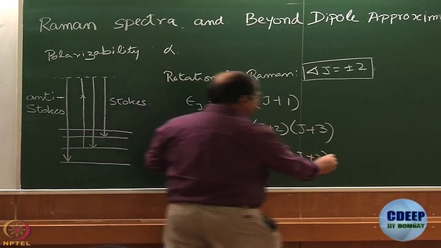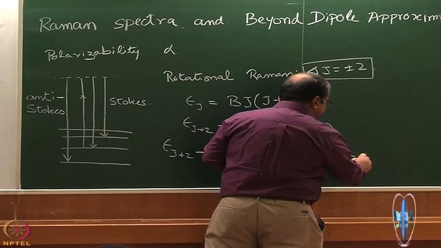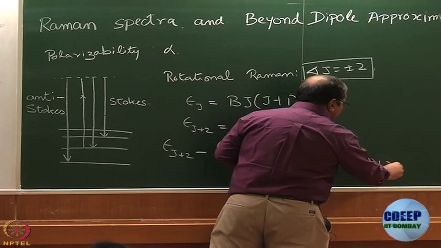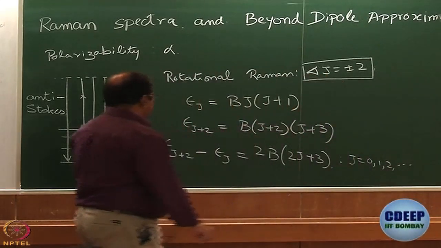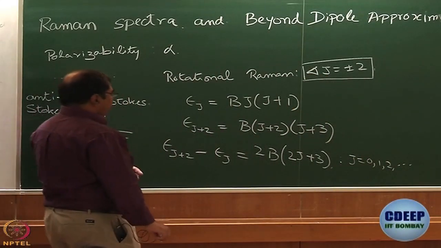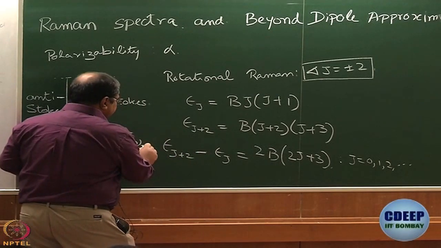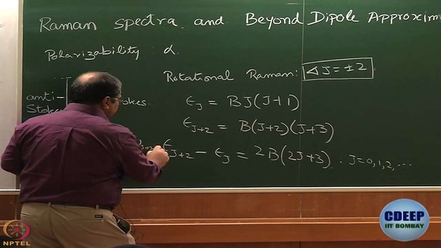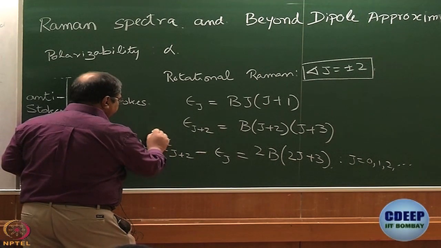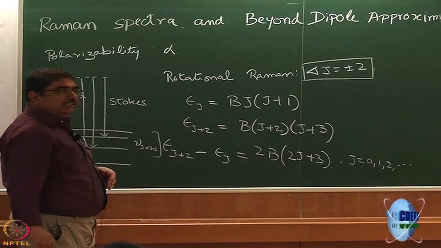What is the range of J? 0, 1, 2, so on and so forth. And so, this is the energy that you have for J to J plus 2, that kind of a transition.